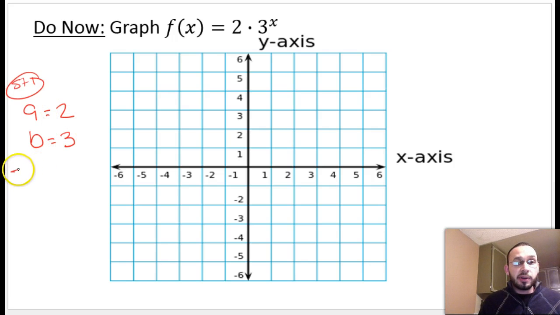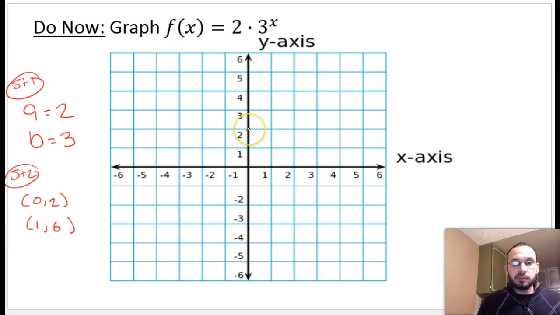We want 2 very important points in step 2. We want our y-intercept, which is 0 and whatever our a value is. In this case, our a value is 2. And when x is equal to 1, we multiply a times b to get 6. So these are our 2 points that we're going to graph.